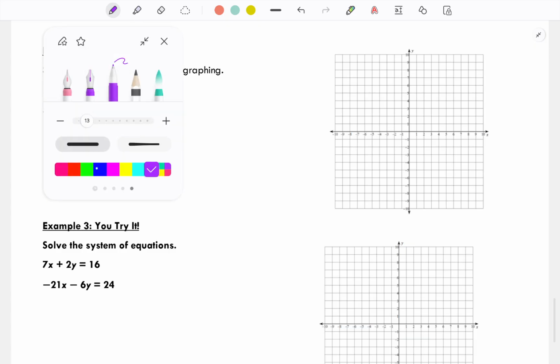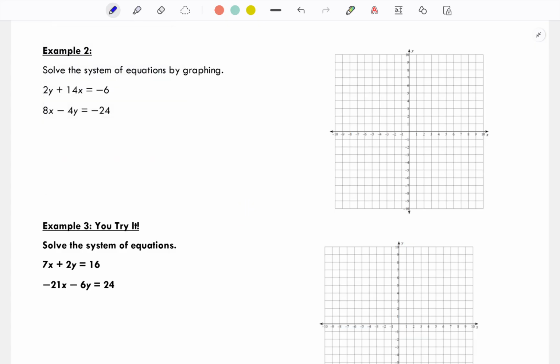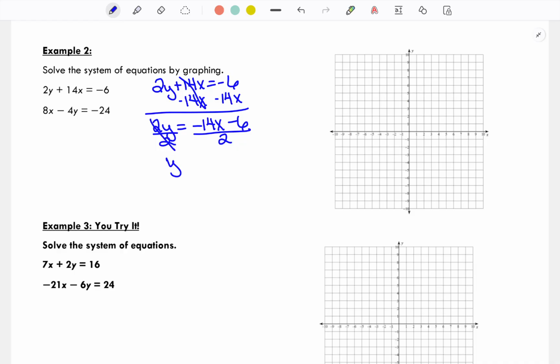So let's look at example 2. We are going to have to get it into slope-intercept form. We'll start out with 2y plus 14x equals negative 6. We're going to subtract 14x from each side, so we have 2y equals negative 14x minus 6. We're going to divide it by 2. So y is going to equal negative 7x minus 3.